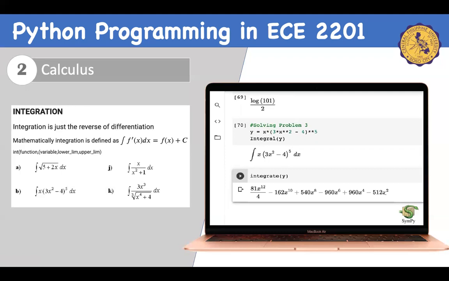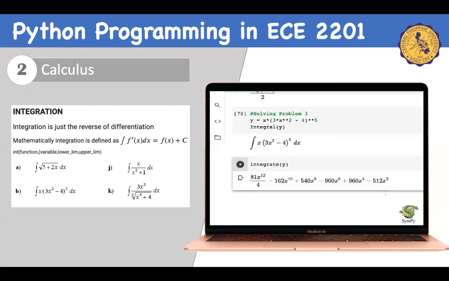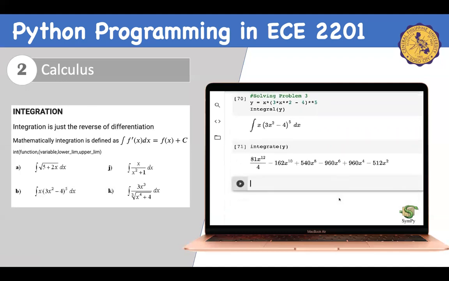Now that's easy. Now down to the last problem in integral calculus. Okay, now for the last problem in integral calculus.